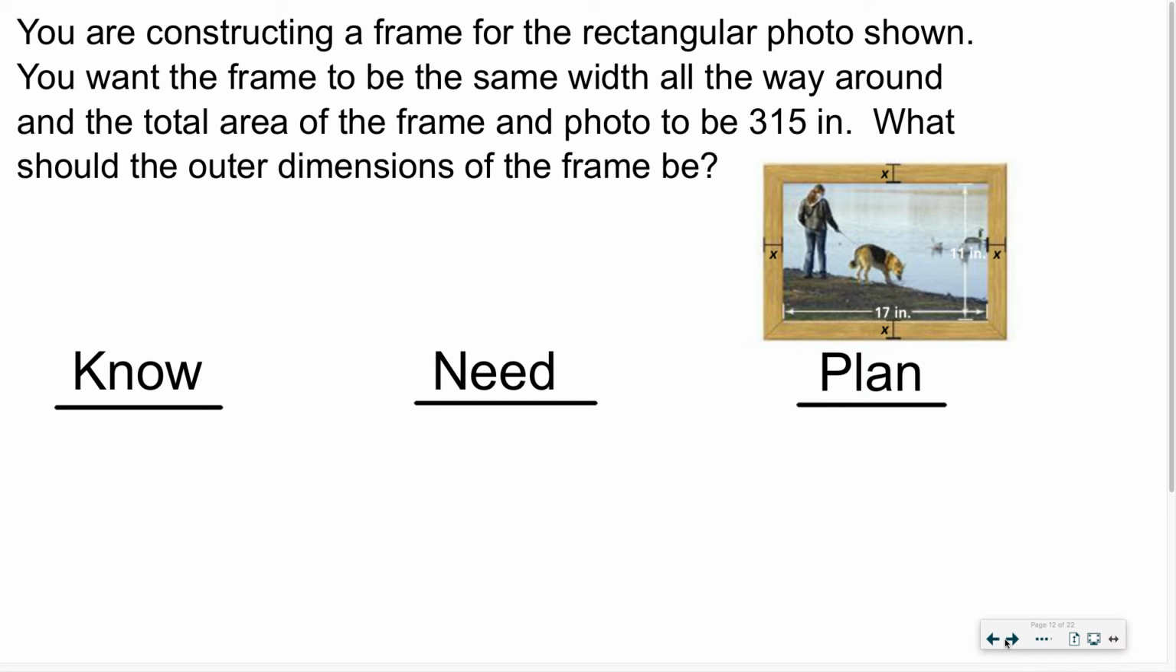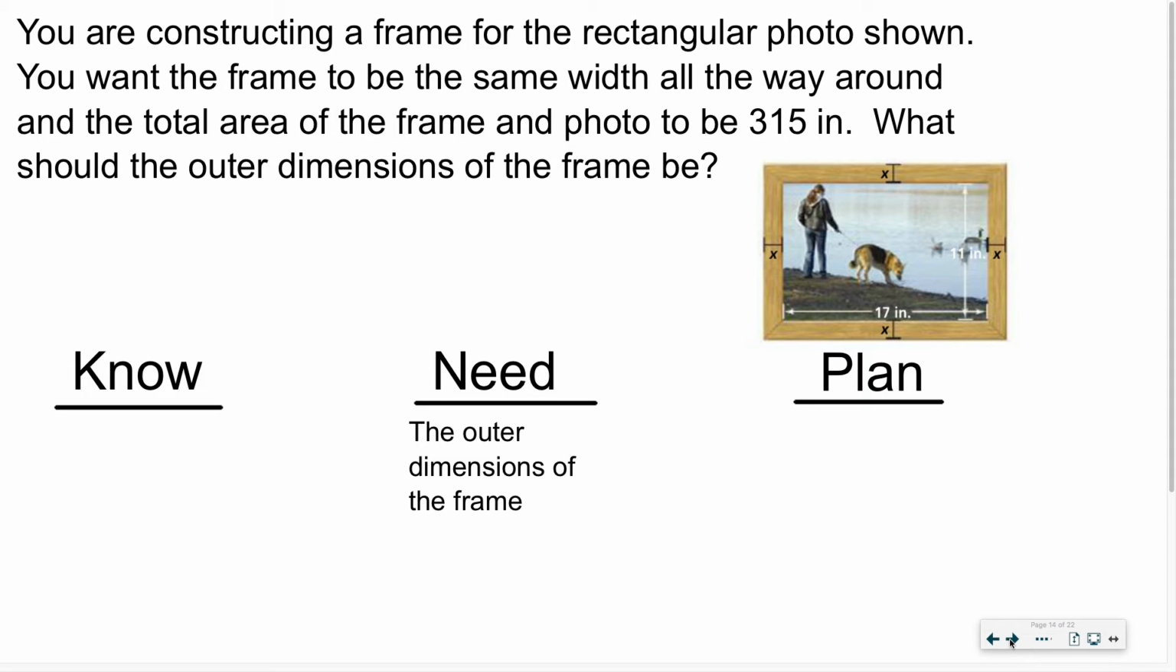What do I know based on this? All right, I know the actual dimension of my picture, 17 wide and 11 in height. What else do I know? Yeah, I know the total area is 315 inches. What do I need to figure out? I need to figure out how many extra inches that I have. How can I do that? How do we find the area? We're going to multiply the length times the width.